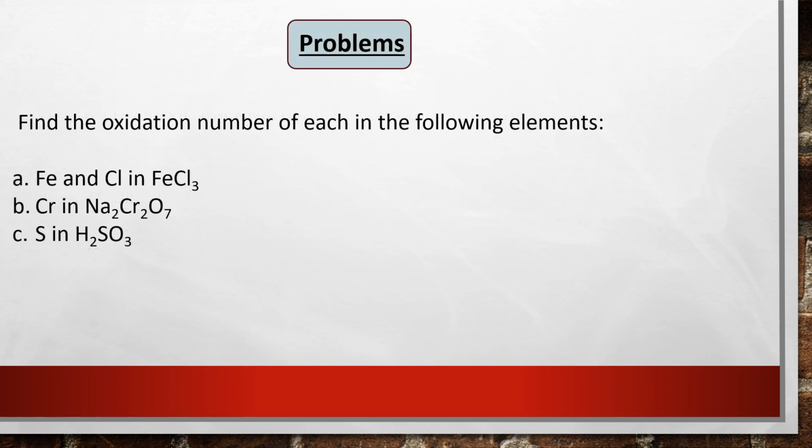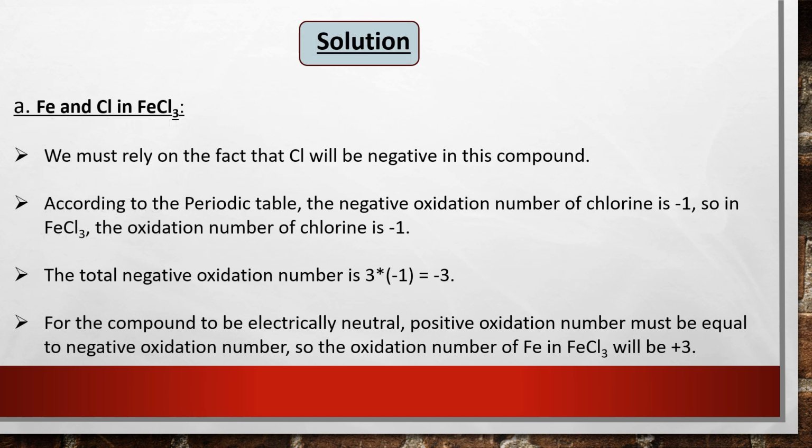Problem: Find the oxidation number of each of the following elements. A, iron and chlorine in FeCl3. B, chromium in Na2Cr2O7. C, sulfur in H2SO3. Our first problem is the oxidation number of iron and chlorine in FeCl3. We must rely on the fact that chlorine will be negative in this compound. According to the periodic table, the negative oxidation number of chlorine is -1. So in FeCl3, the oxidation number of chlorine is -1.